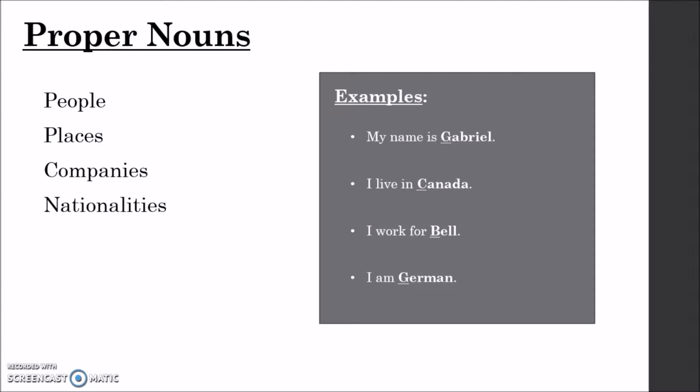Same thing for I live in Canada, where the noun is Canada and represents a country in this case. Same thing for Bell, which is a company, or I am German, where German represents a nationality.